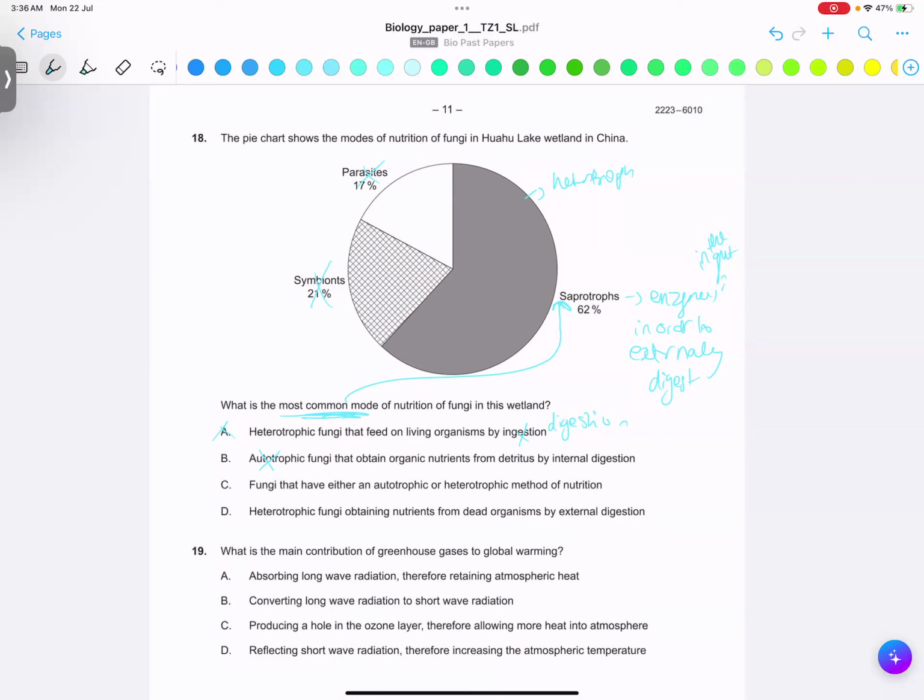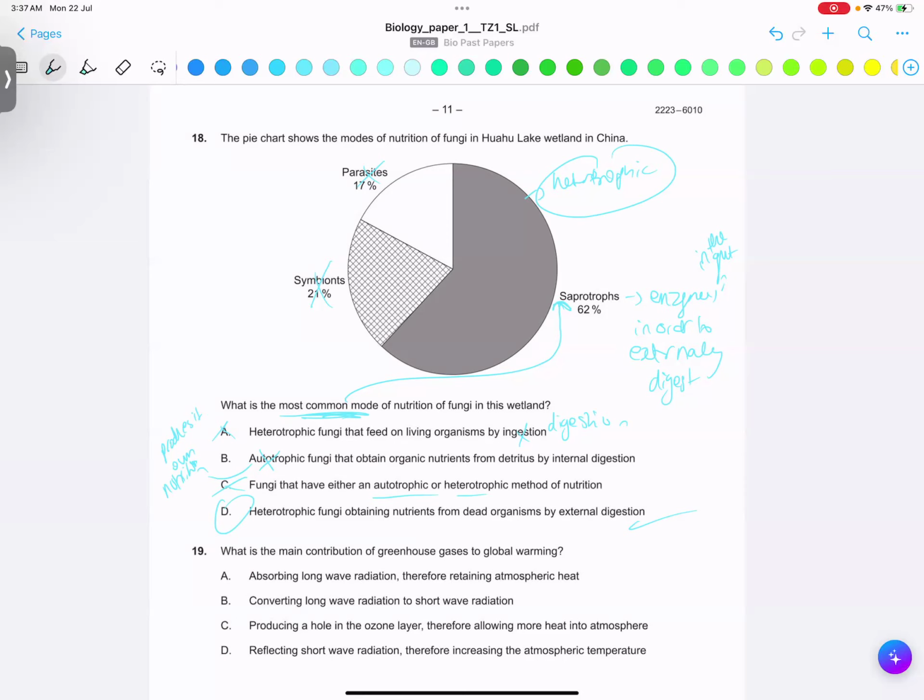It's not autotrophic, because autotrophic means it produces its own nutrition, which is false. Saprotrophs don't do that. Fungi that have either autotrophic or allotrophic mode of nutrition: no, it is simply heterotrophic. Heterotrophic fungi obtaining nutrients from dead organisms by external digestion, exactly what I explained to you guys. This is our answer. So just directly think of saprotroph and go from there.